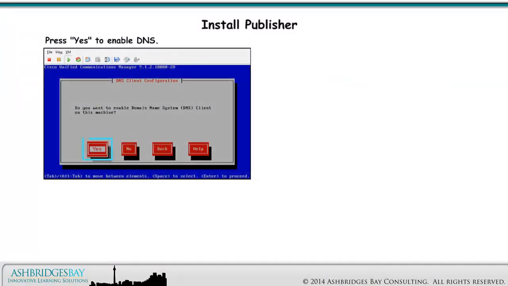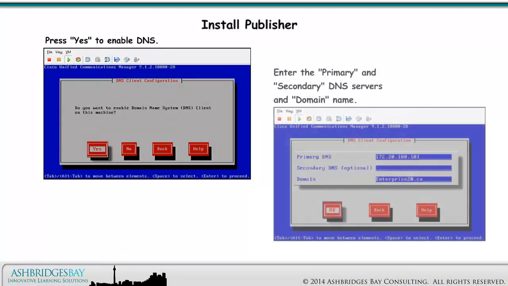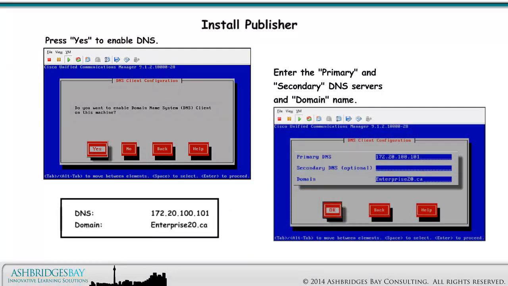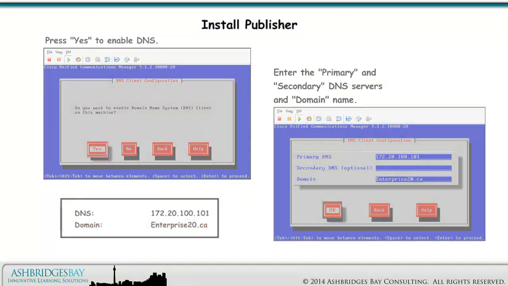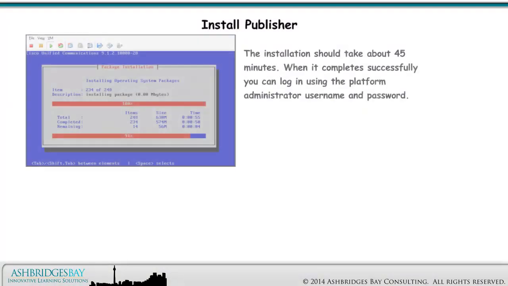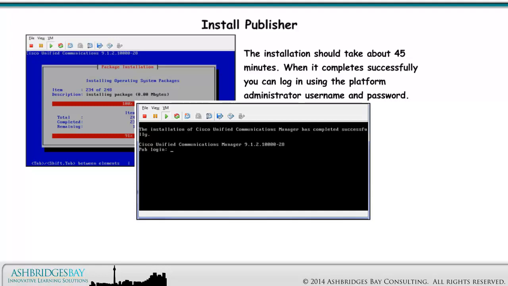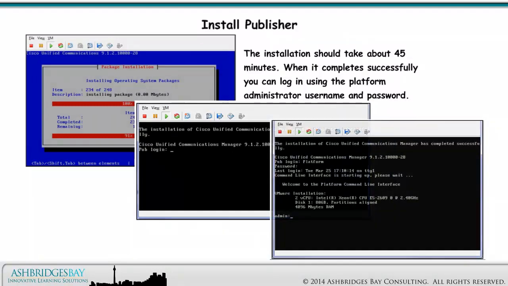Press Yes to enable DNS. Enter the primary and secondary DNS servers and domain name. For Enterprise 20, we have only one DNS server at 172.20.100.101 with the domain enterprise20.ca. The installation should take about 45 minutes. When it completes successfully, you can log in using the Platform Administrator username and password.